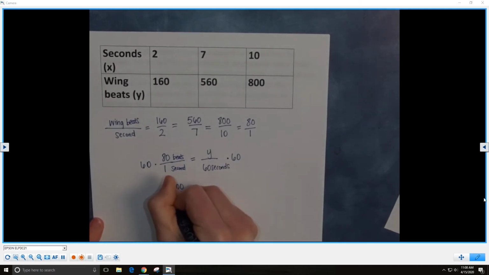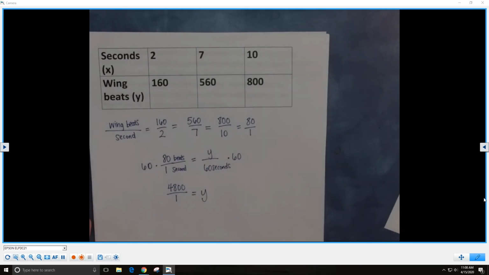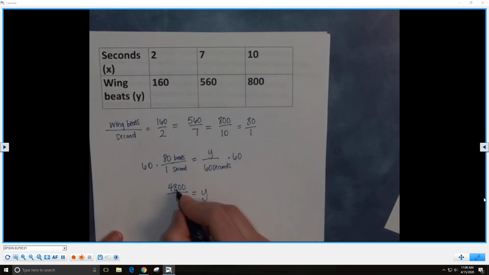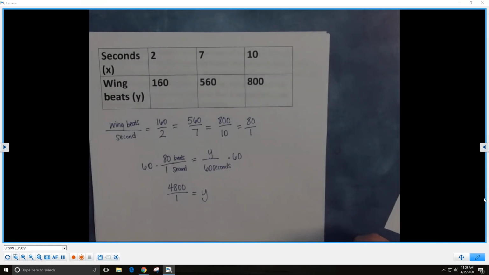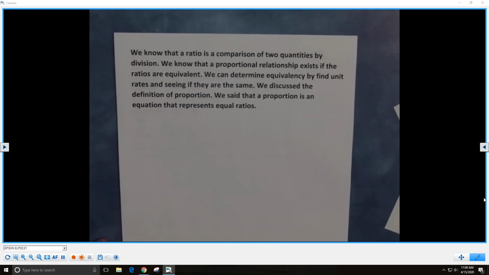4,800 over 1 equals y. So what does that mean? Well, it means that the hummingbird wings will beat 4,800 times in 60 seconds. Wow, that's fast. Well, let's take a minute and reflect on all we've discussed so far today.